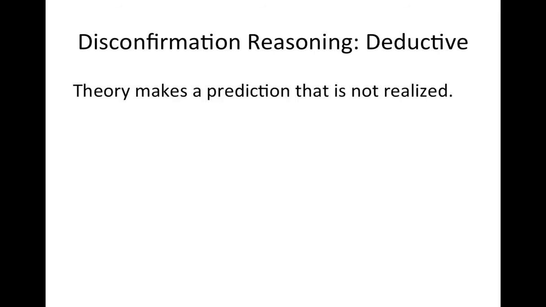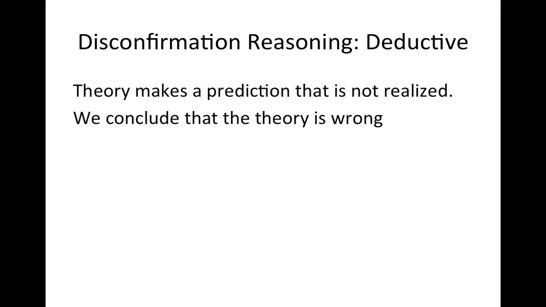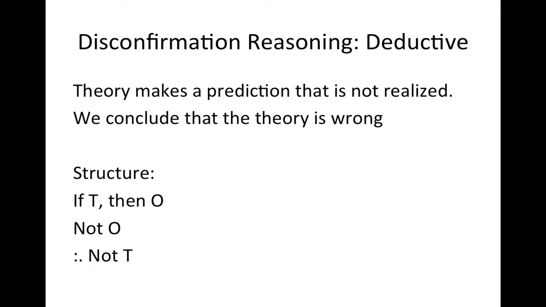Now disconfirmation can be deductive, which is very fascinating. So check this out. Theory makes a prediction that's not realized, and we conclude that the theory is wrong. So here's the structure. If T, then O, not O, therefore not T. So this is the direct structure of modus tollens. And in this case, we have a valid argument structure. This follows deductively that the theory is wrong.